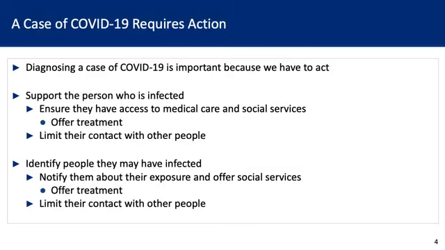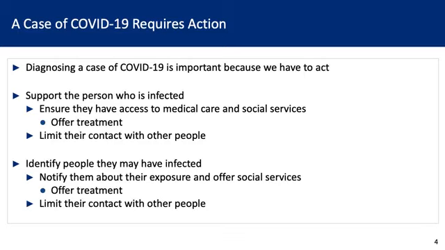Every case of COVID-19 that's diagnosed requires action. We have to act. And there are a number of ways that we have to act. First, we need to support the person who is infected. It's important that we act to ensure that they have access to medical care and any social services they may need. They need to be able to access treatment. Right now, we only have basic supportive treatments available, but one day, if we have other treatments or curative treatments, they would need to be identified so they can be offered those curative treatments.